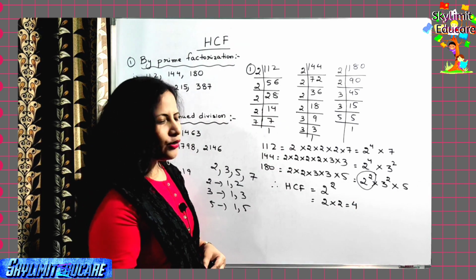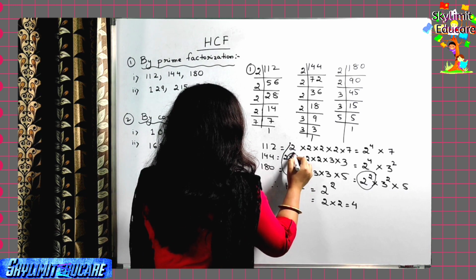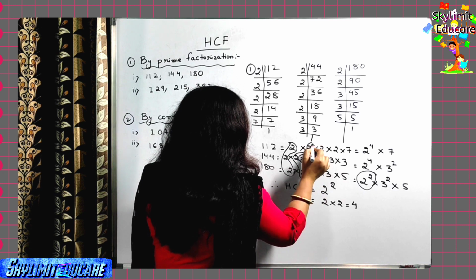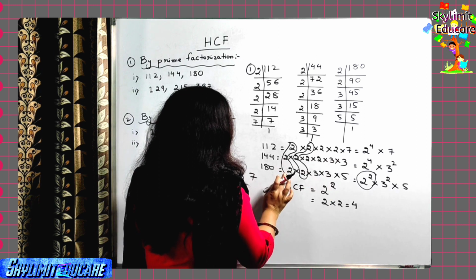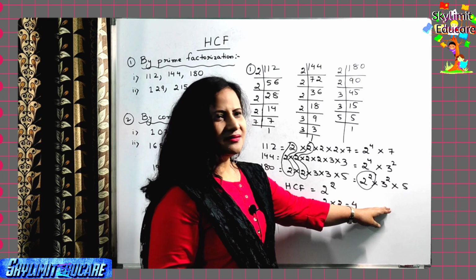So the other way around, how you used to do? You used to circle it like this. This is common to all the 3. Then this is common to all the 3. Now you have only 2 2's here. So you used to multiply 2 into 2, but instead of doing that, you can do it in a better method.